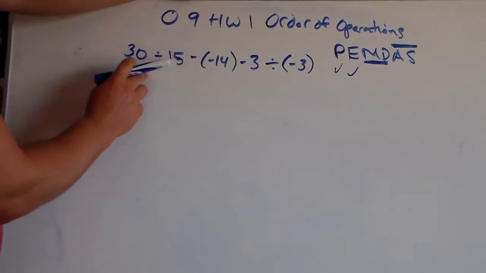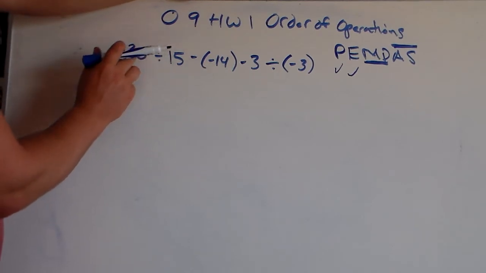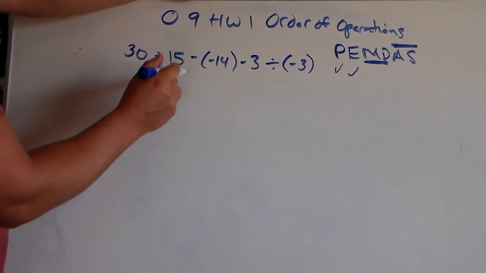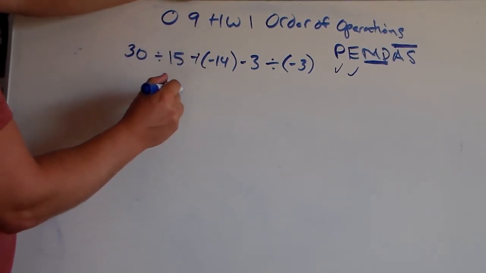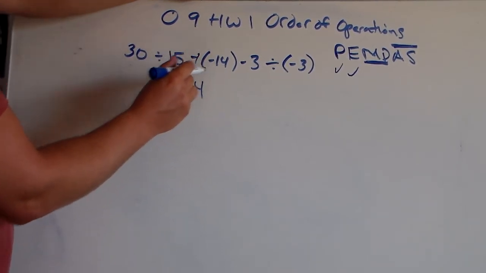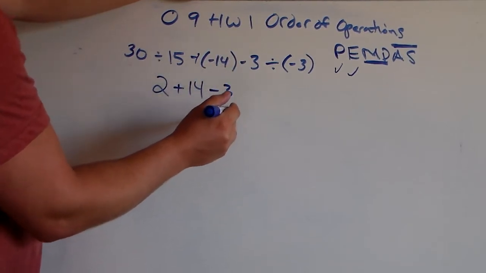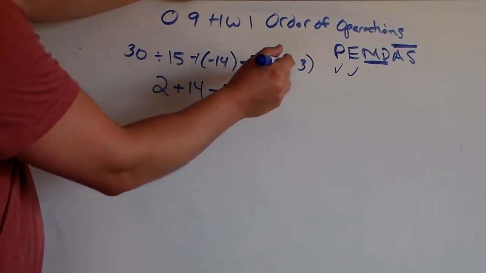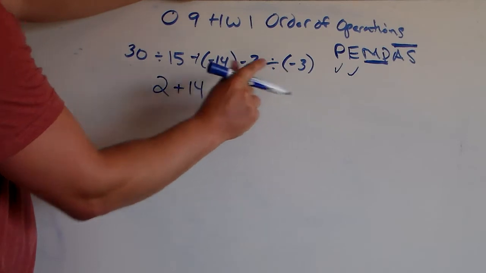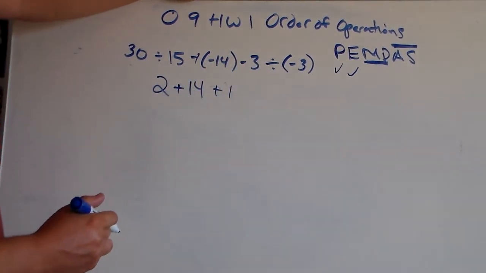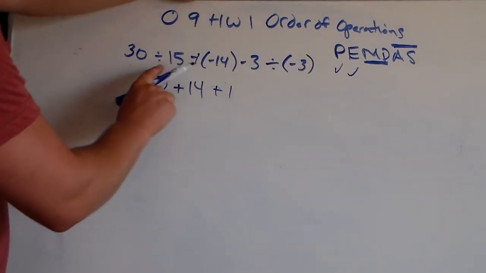Now what we could do, we go left to right for all the multiplication and division signs because they're like a team. They're teamed up, multiplication and division. 30 divided by 15, you know that's 2. Now this is a negative 1 times a negative 14, which turns into a positive 14, because negative 1 times negative 14 gets you positive 14. This is then a minus 3. Now we have a negative 3 divided by a negative 3. So negative 3 divided by negative 3 gets us positive 1. So we're changing that to a positive 1. That's all the multiplication and division.